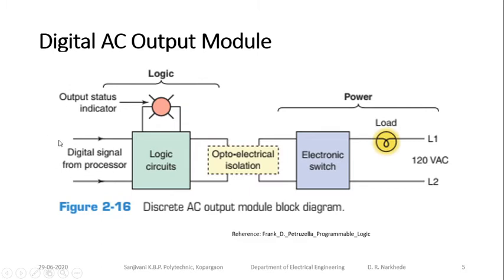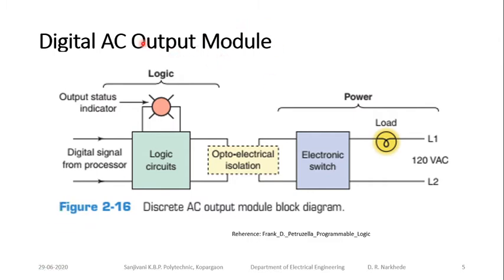The output signal of the processor is 5 volt DC, and the power required for actuating these output devices may be 120 volt AC, 230 volt AC, or it may be 12 volt DC, 24 volt DC. So I cannot directly connect my output devices to the processor. So in between, the output section is divided into two sections, that is the power section and the logic section. This is my logic section and this one is my power section.